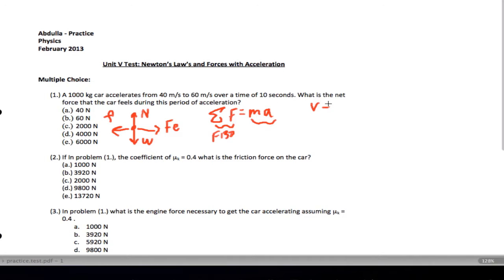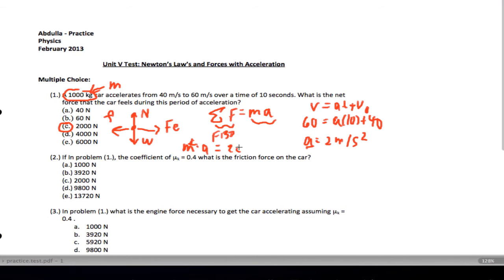So to do that, I'm going to use a kinematics formula that you'll get from your exam sheet. So again, 60 equals A times 10 plus 40. And so I'm getting A equals 2 meters per second squared. So to get the net force, I will take M times A, and I will actually get an answer of 2,000 newtons because this is M. I'll put it in there. A I just solved for here, and so I'm getting 2,000 newtons worth of force.